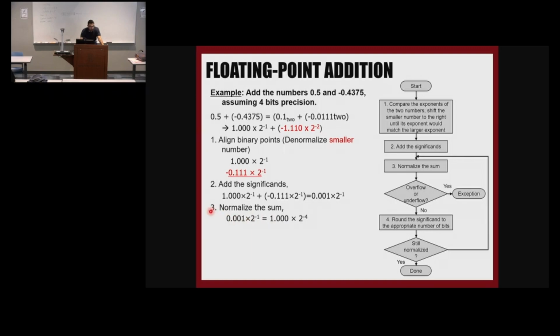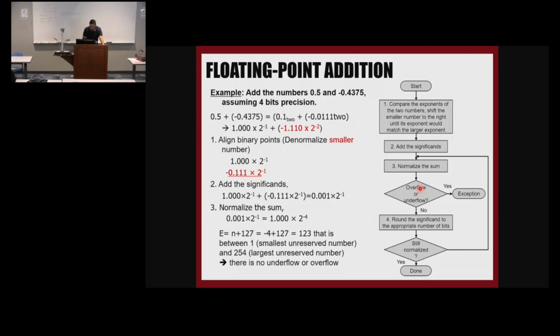I shifted left 3 times. I have 1.000 and decrease the exponent 3 times. So I get 2 to the negative 4. Okay. So now I have to check if I'm getting an overflow or underflow.